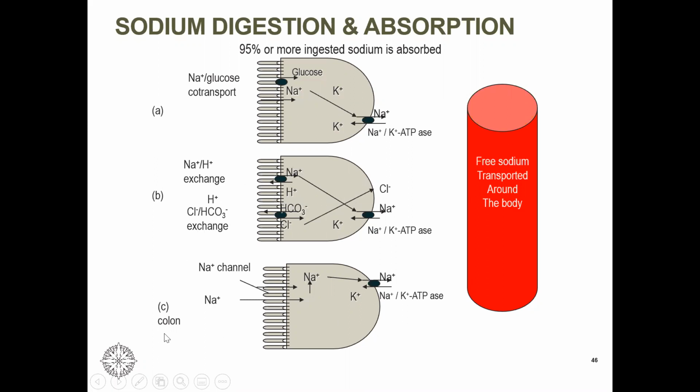The third mechanism, which has been observed in the colon in the research done so far, is that we have these sodium channels at the brush border. And at the basolateral layer, we have got the sodium potassium ATP dependent enzyme, which is facilitating its transport across so that free sodium can move around in the body and cells can use it immediately.